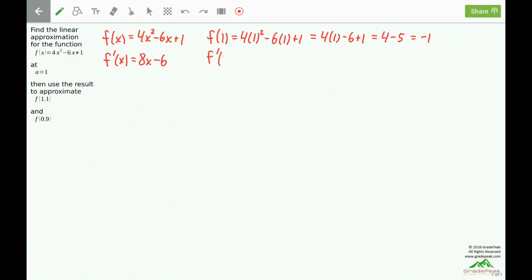Next thing to do is evaluate f prime at the a value of 1, which is 8 times 1 minus 6. 8 times 1 is 8, minus 6, and 8 minus 6 comes out to 2.